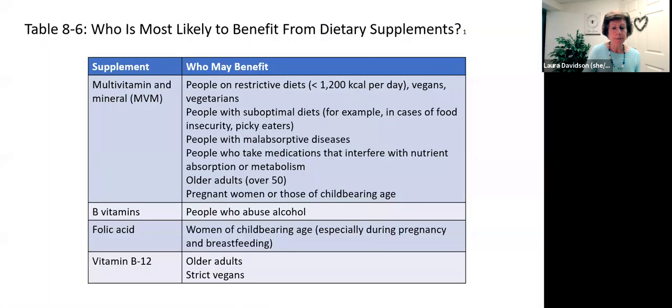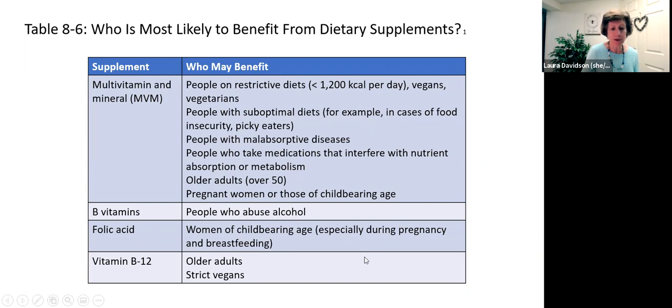Now, there are groups of people, however, who may benefit, and I would like to stress it's a pretty long list. If there's someone whose diet they just can't correct, we can fill in the gaps. If someone is malabsorbing nutrients, this may be helpful. Or if they take a medication that interferes with nutrient absorption. Older adults may benefit because they may have more problems, for instance, absorbing vitamin B12. Pregnant women need more folic acid. People who abuse alcohol.